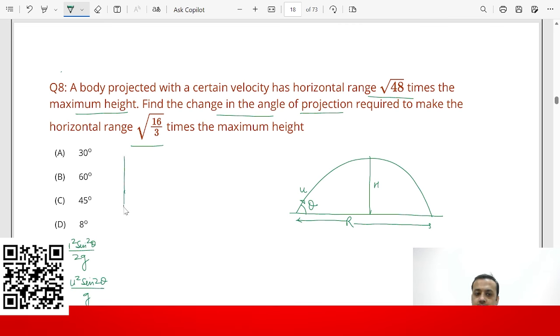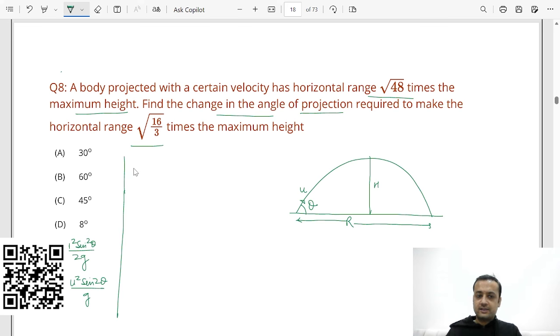Now if I find the ratio of h by r, if I divide this, you can see u square will get cancelled, g and g will get cancelled. We will have sine square theta by 2 into sine 2 theta. Now look, sine 2 theta, which is in the denominator, can be written as 2 sin theta cos theta. So you will get 4 sin theta cos theta in the denominator, and this will become tan theta by 4, the value of h by r.